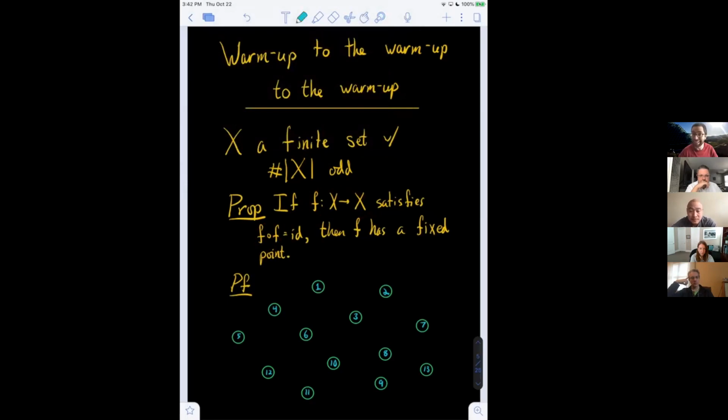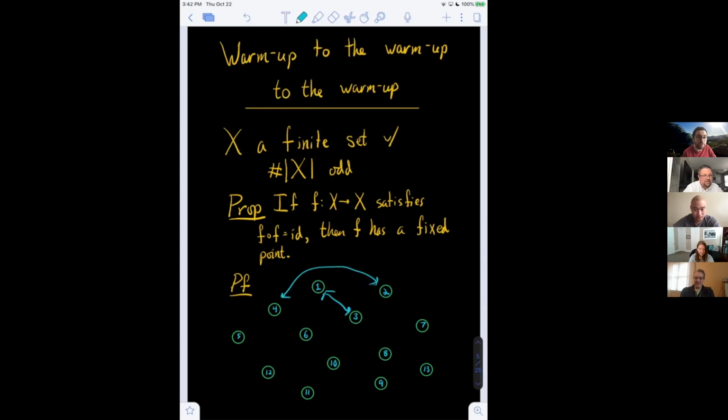So let's make an involution, right? So where should 1 go? So someone type a number in chat, please. So 1 should go to 3, great. Okay, and then 3 has to go to 1, right? Because you need this to be an involution. Great. Someone typed 4, so let's send 2 to 4. Okay, and then 4 has to go to 2.